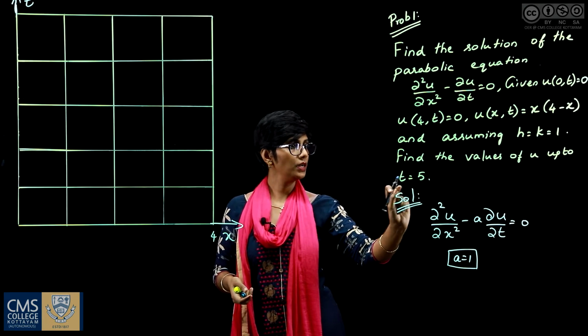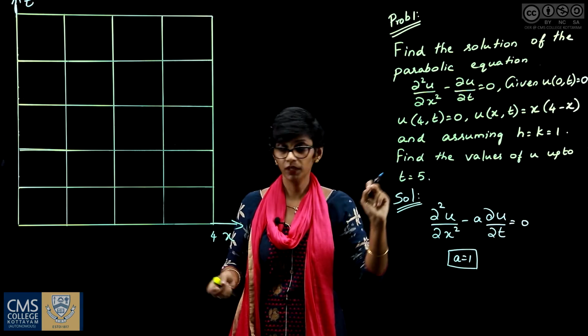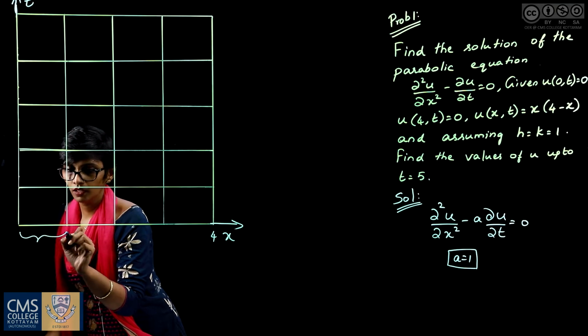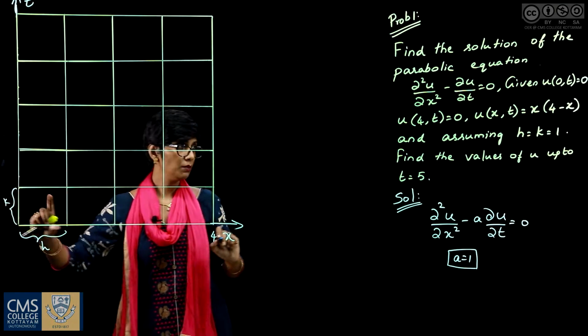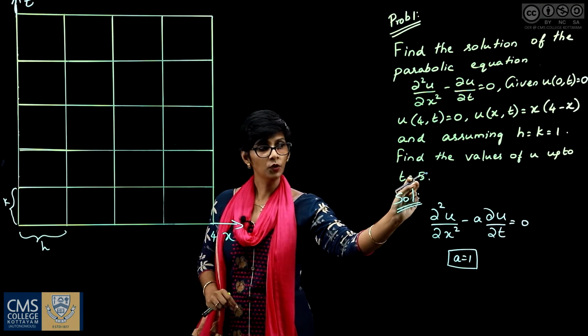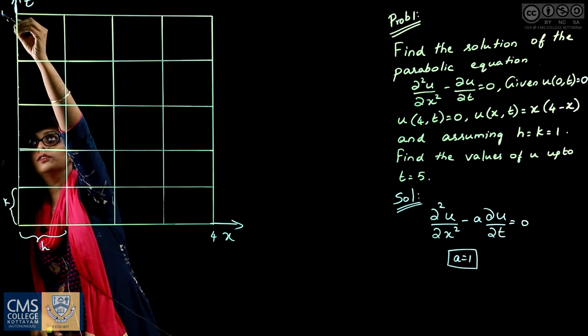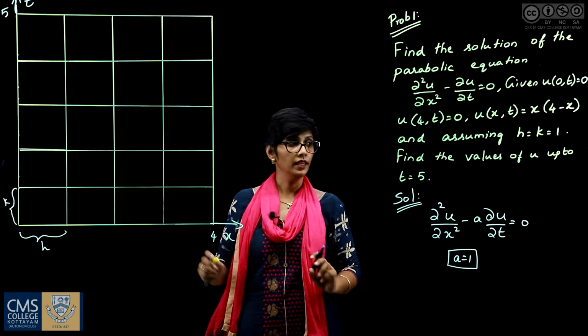Likewise, for t we have been given t = 5. This interval along x is h and this interval along t is k. k is given as 1, and we have to find the values of t up to 5. So the maximum value is t = 5. So this is what we have.